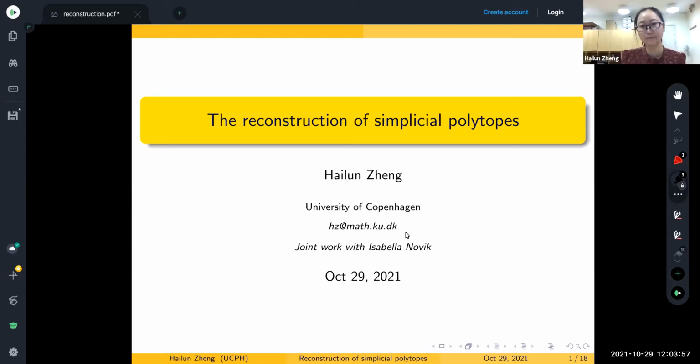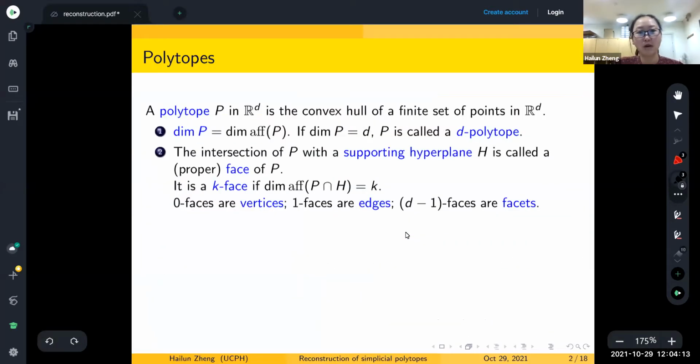Thanks for the invitation. I understand that maybe not all of you are very familiar with polytopes, so I'm going to be slow in giving the definitions. If you have any questions, please stop me at any time. Okay, so what is a polytope?